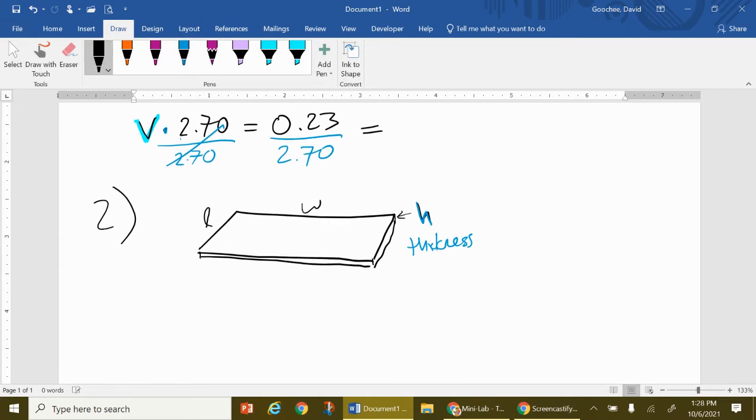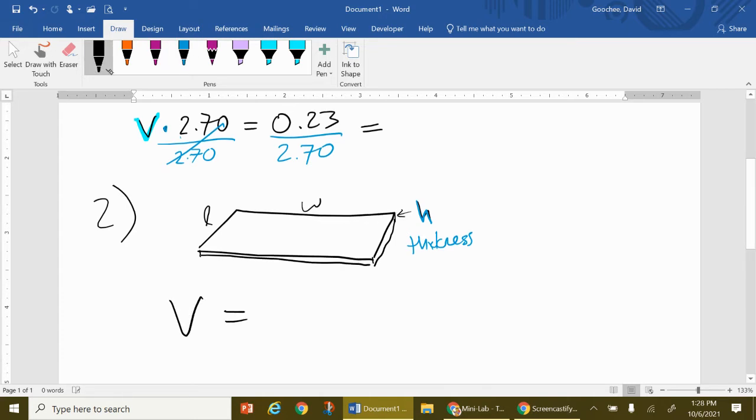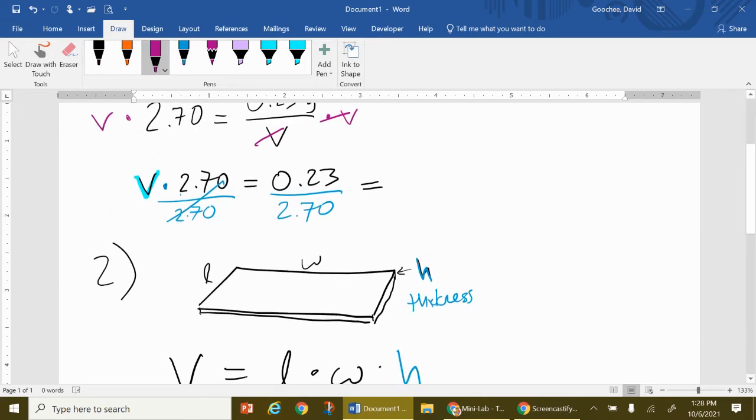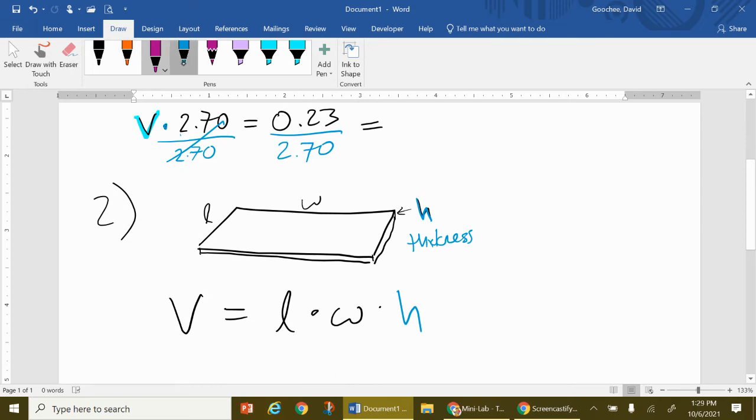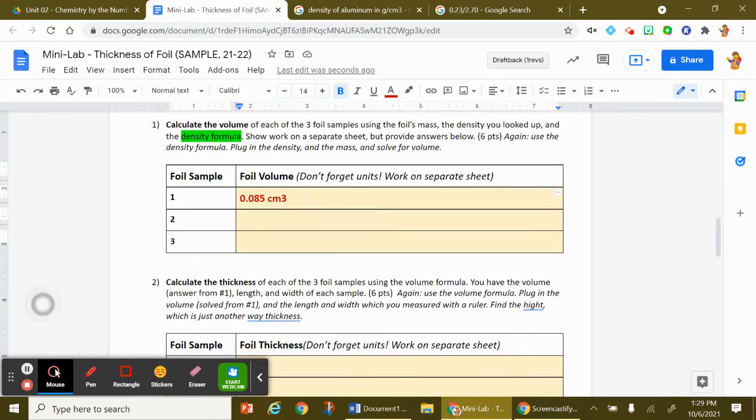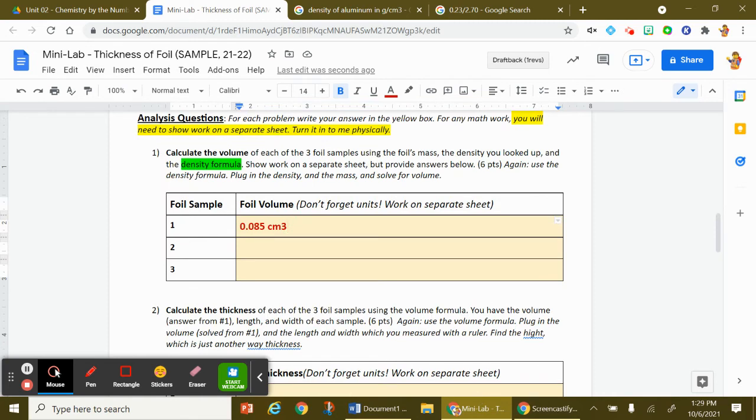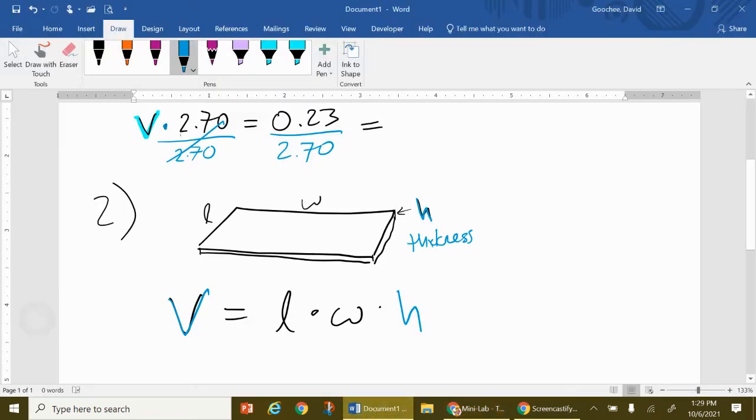So what are we going to do? We are going to use the volume equals length times width times height formula. We know what the volume is because we solved for it previously. The volume was 0.085.